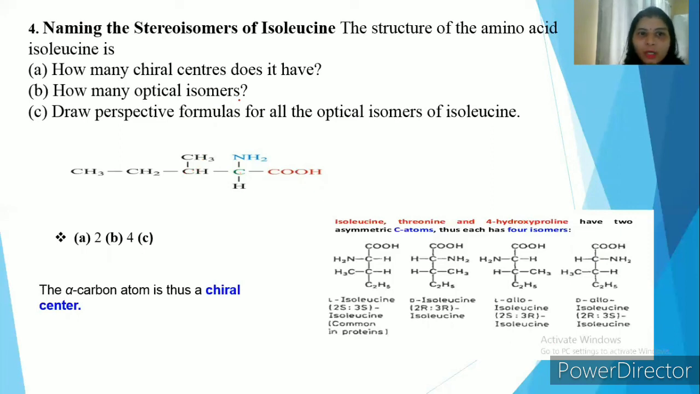Okay. How many optical isomers? Isoleucine has 4 optical isomers: L-isoleucine, D-isoleucine, L-allo-isoleucine and D-allo-isoleucine. Okay. And draw the perspective formula for the optical isomers of isoleucine. Here, these are the structures of the optical isomers of isoleucine. Same for threonine and 4-hydroxyproline, which have 2 asymmetric C atoms and thus 4 isomers. Thank you.